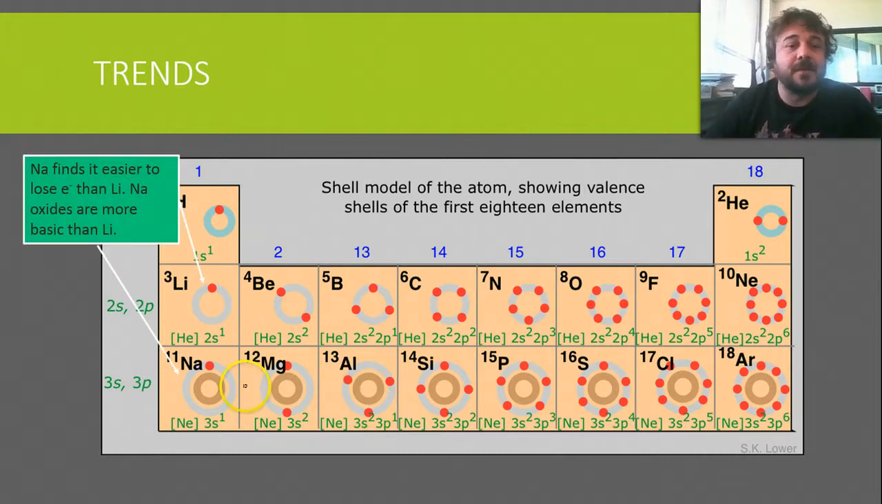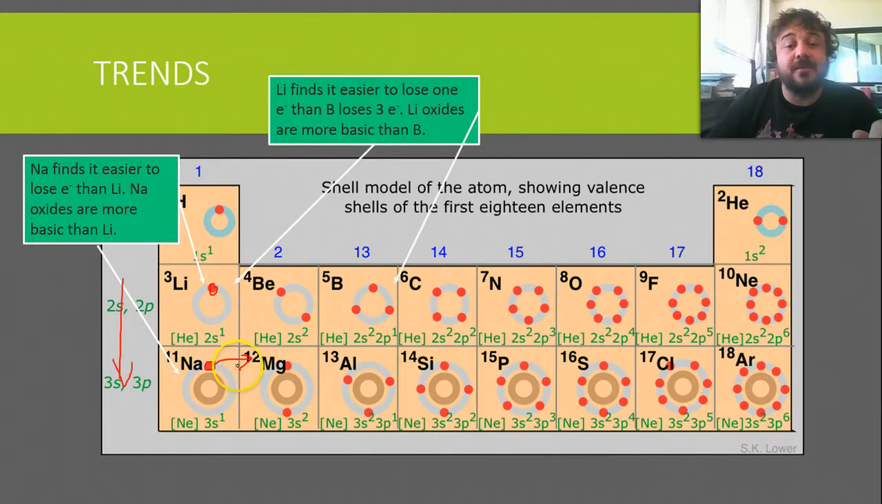All right, so sodium. It finds it much easier to lose an electron than lithium. Remember, basicity increases as we go down. Because it finds it easier to lose its electron, this means that sodium oxides are much more basic than lithium. That makes sense, doesn't it? Because it's got that extra shell in here, it's not quite as attracted. It's easier for this to disappear than it is for this one, which will still happen, but it's just easier here, which means it's a stronger base.